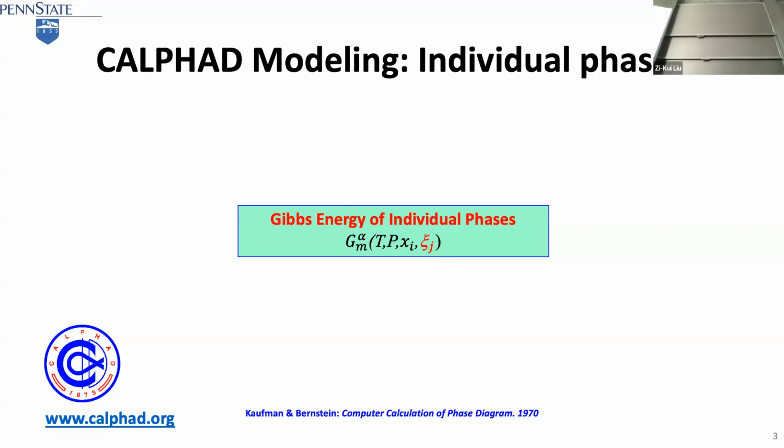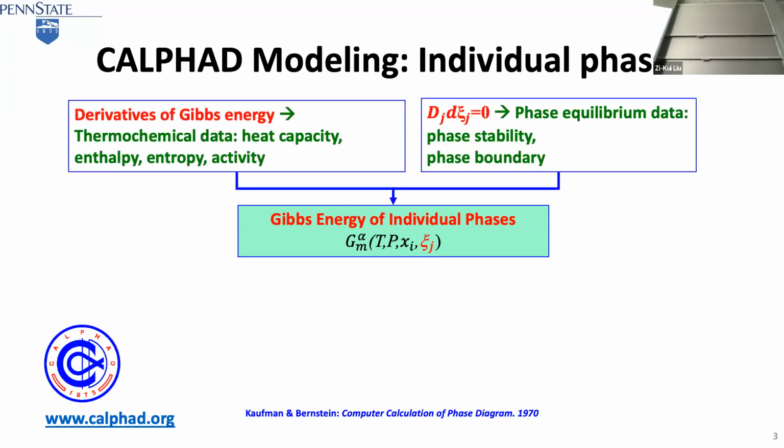So it's the free energy of each individual phase, and then it takes two types of input data. One is thermodynamic derivative data, so energy, heat capacity, entropy, activity, and so forth. Another important data is phase equilibrium data, which is when there's no driving force during the process. That's not only no driving force. You see, there are two terms here, right? You want this to equal 0, either this one equal to 0 or that one equal to 0, right?